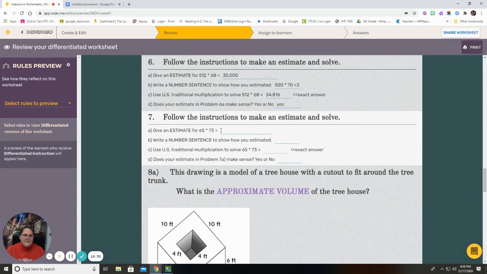Number 6, give an estimate and then solve. All right. 65 times 73. I'm going to do 70 times 70. 7 times 7 is 49 with 2 zeros. 70 times 70 equals 49 with 2 zeros. That's how I would do it. Make it simple. If you want to use 50 times 100, okay. Whatever you want to do, make it simple, guys.